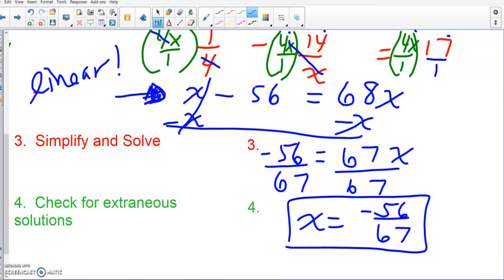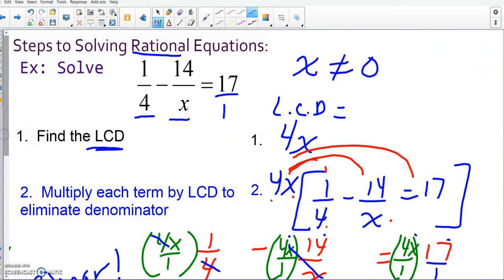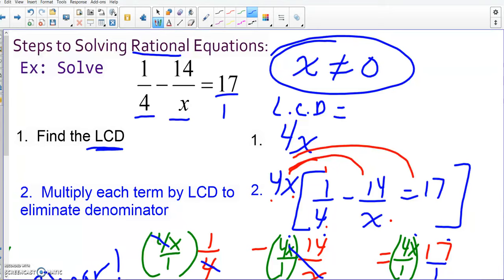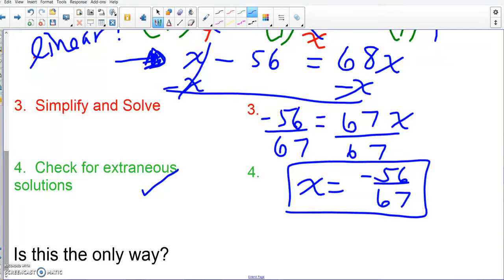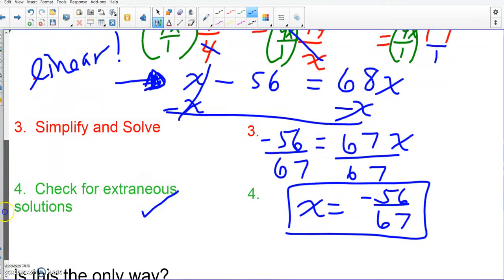And we're confident in our algebra skills, we just got a gross answer. We still need to check for an extraneous solution. Remember, at the top, we said that the only value that x cannot be, or that would make the denominator 0, is 0 itself. Did we get 0 for our answer? No, we got negative 56/67. So that passes the extraneous solution test.